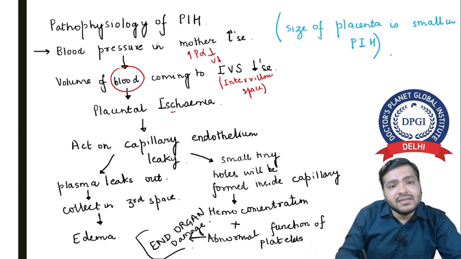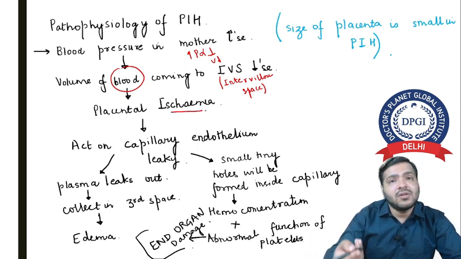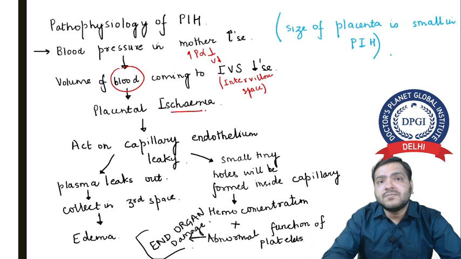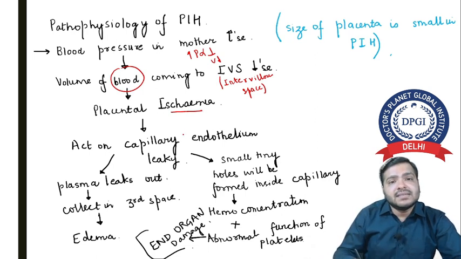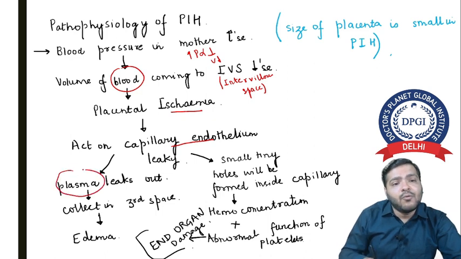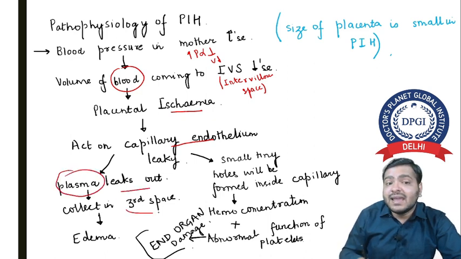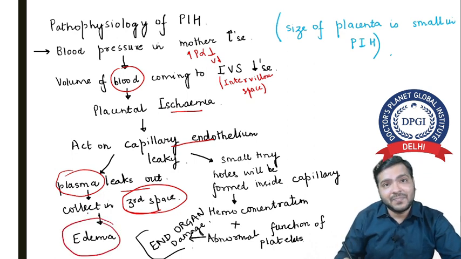It will lead to placental ischemia. Now this placental ischemia, what will happen? It will act on the capillary endothelium, make them leaky, and the plasma will leak out. It will collect in the third space, and ultimately it will lead to edema.